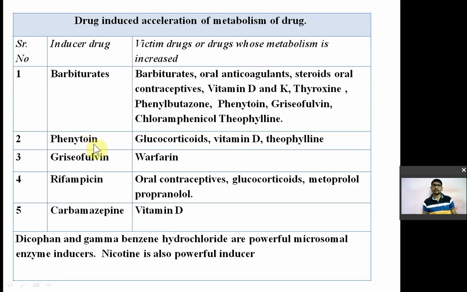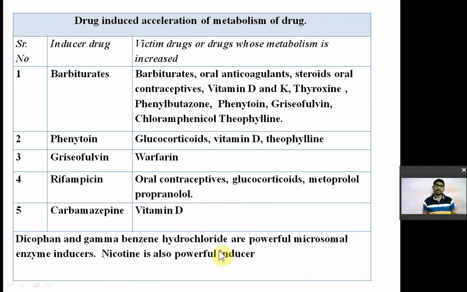Likewise, phenytoin will increase the metabolism of glucocorticoids, vitamin D, and theophylline. Griseofulvin will increase the metabolism of warfarin. Rifampicin will increase the metabolism of oral contraceptives, glucocorticoids, and metoprolol. Carbamazepine will increase the metabolism of vitamin D. Then again, phenobarbital and gamma-benzene hexachloride are also powerful microsomal enzyme inducers. Nicotine is also a powerful enzyme inducer.